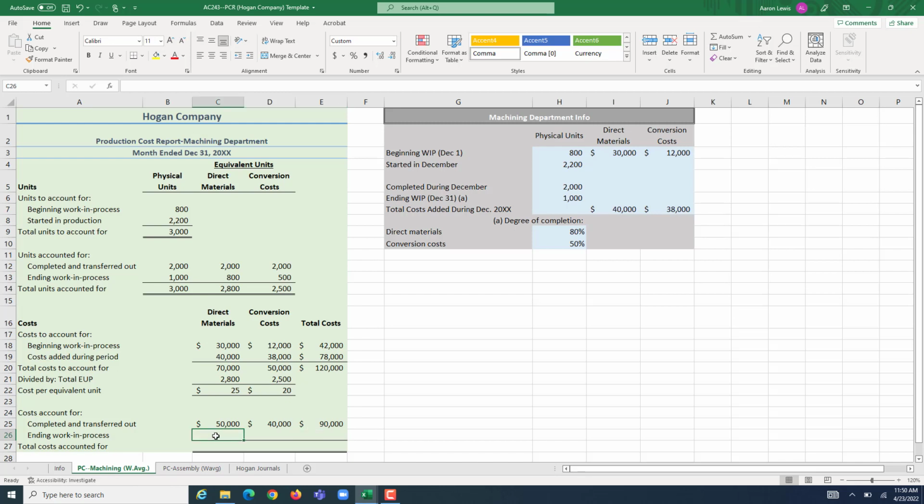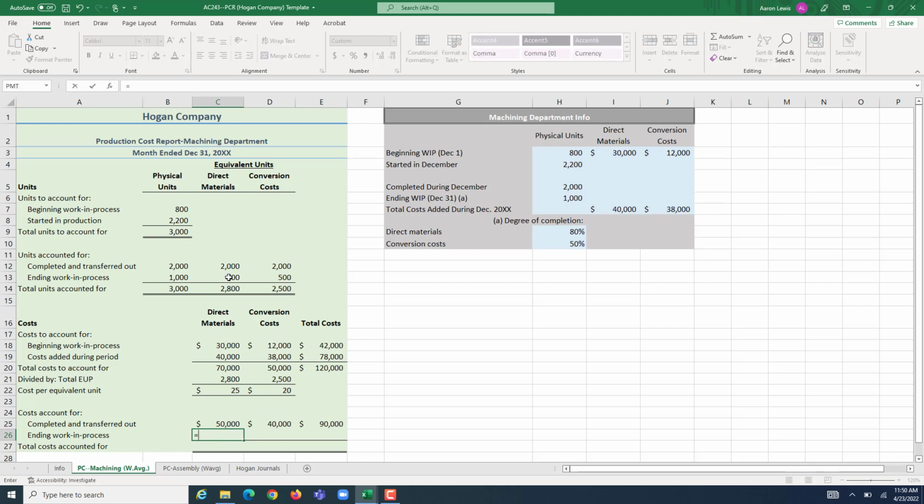But not all costs that were incurred by the department get transferred. We incurred a total of $120,000 worth of costs. We're only transferring $90,000. That means the other $30,000, if you will, still has to be here. Well, what portion of that is attributable to direct materials? What portion of that is attributable to conversion costs?